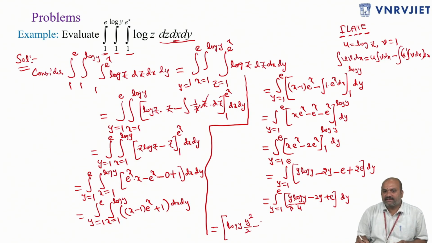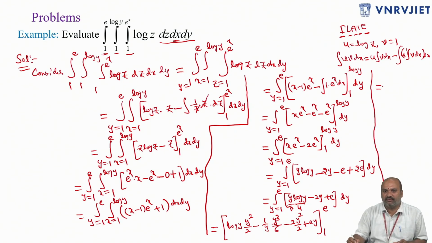Okay. Minus log y derivative is 1 by y. Now y square by 2, see, first if you integrate once y, it is y square by 2. Again if you integrate, I am writing directly, it is y cube divided by 6. Okay. Minus 2y, y square, 2 into y square by 2. Next plus ey. Upper limit is e, lower limit is 1.